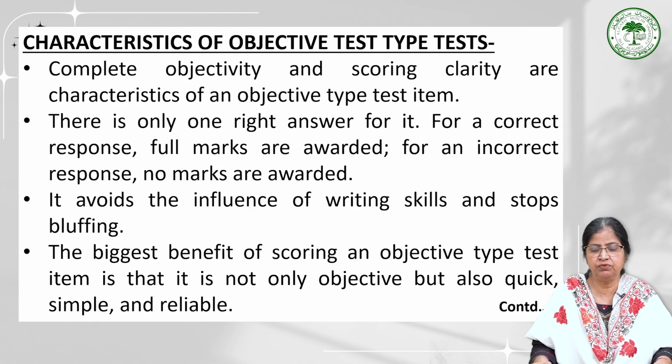It avoids the influence of writing skills and stops bluffing. There is no presentation skill, no organization of words, and no expression of ideas. A student only has to select the correct one if he knows the answer. The biggest benefit of scoring an objective type test item is that it is not only objective but also quick, simple and reliable.